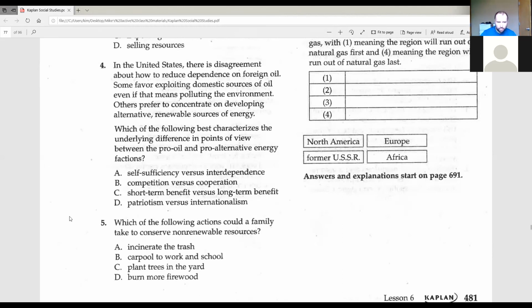So it's not D. The other one that I would say it isn't, and for similar reasons, is A, self-sufficiency versus interdependence. It isn't a matter of being self-sufficient or dependent on other countries, because, again, both sides of this agree they don't want to be dependent on other countries, and they want to be self-sufficient. So it's not A. A and D, both sides agree on. So it's either B or C. Competition versus cooperation, or short-term benefit versus long-term benefit.